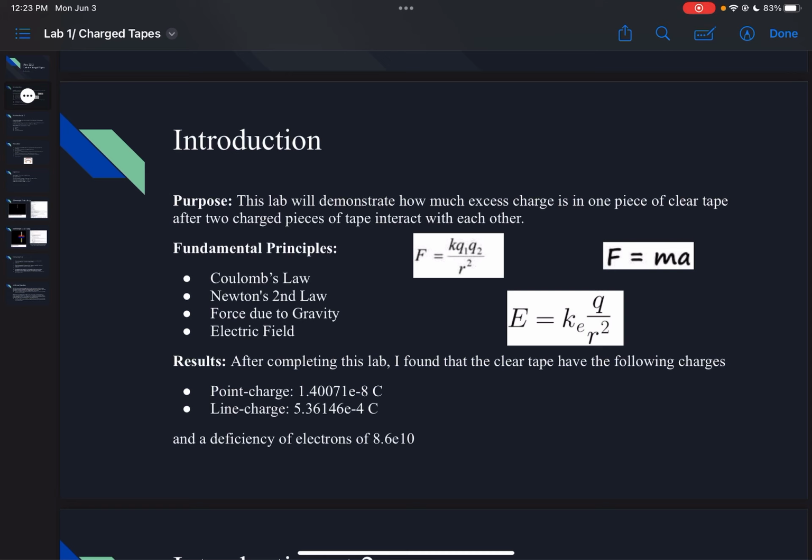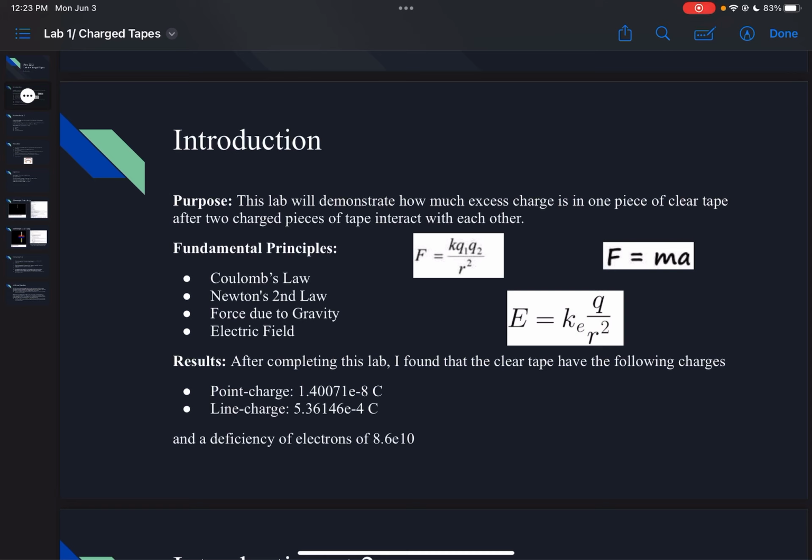Some of the fundamental principles are listed below, which are Coulomb's law, Newton's second law, force due to gravity, and electric field. Some of the equations are shown to the right, where K is a constant, Q1 is point charge 1, Q2 is point charge 2, and R is the distance between both charges. We use Newton's second law to set the electric force equal to the gravitational force, to then be able to solve the charge on one single tape and set it equal to the force of gravity.